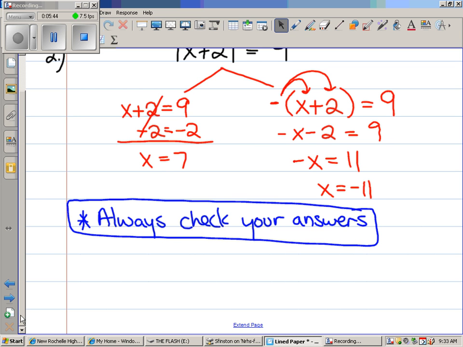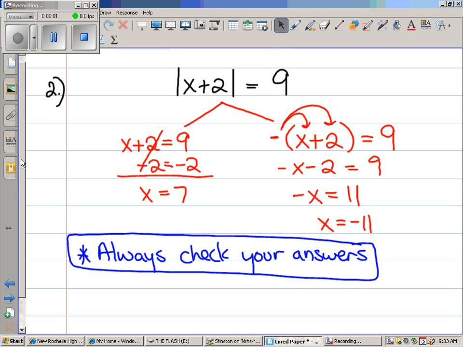Now, if the problem says in the directions itself, solve and check, you have to show your check. It will be part of the points awarded. If it just says solve, you are allowed to check them in your head. Okay? So let's check this guy in our head. Let's check this guy in our head.